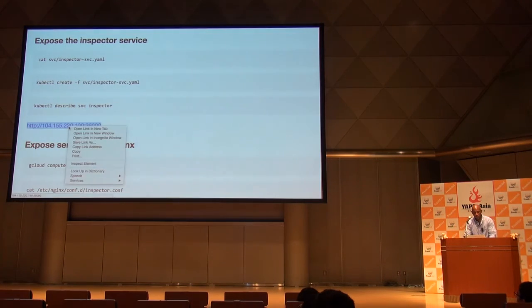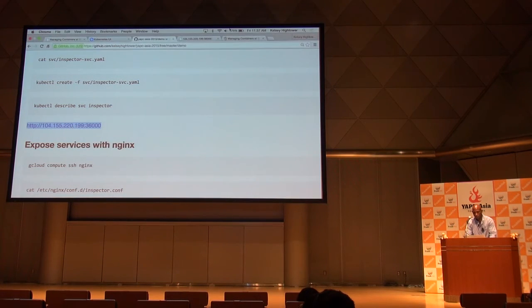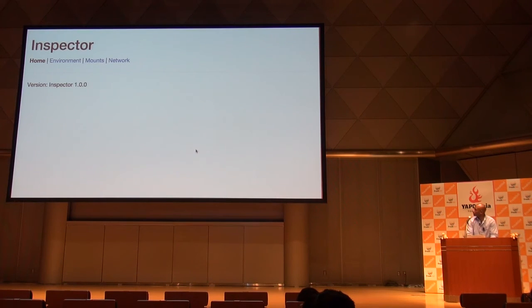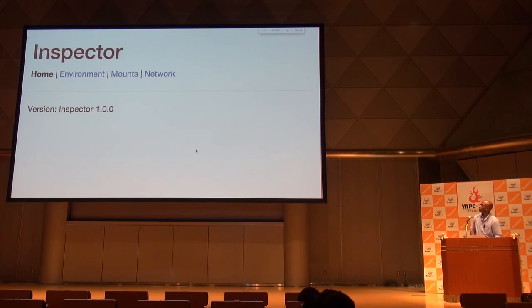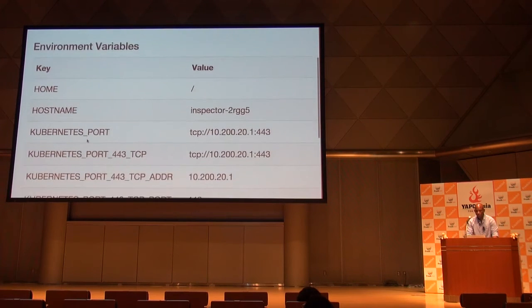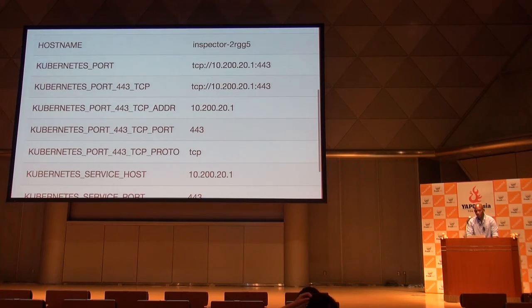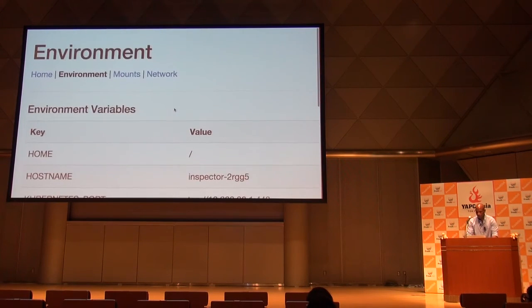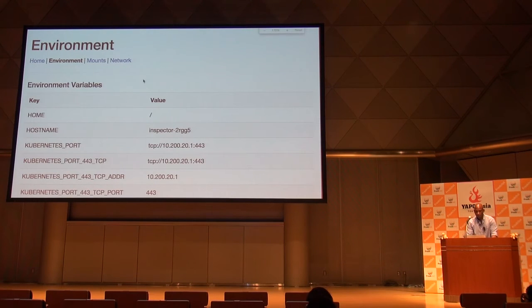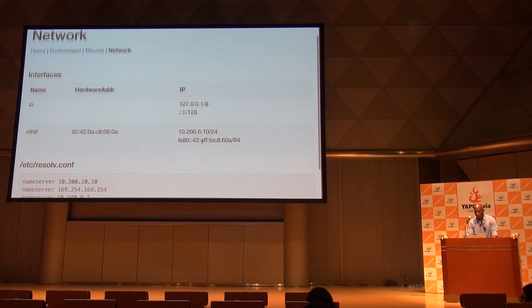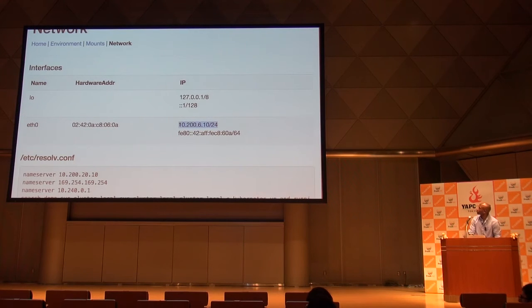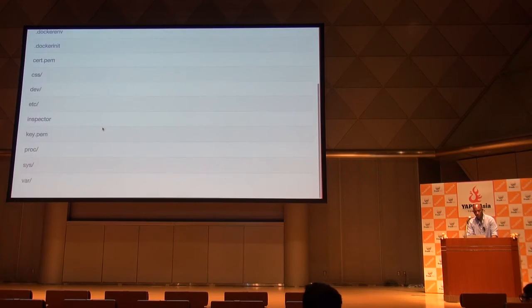Now, what I can do is visit one of the machines on port 36,000, and we see that we found the inspector pod. This is a very simple application written in Go, and all it does is give me the current version here. It lists all the environment variables. So when you launch a pod in Kubernetes, you get a bunch of environment variables. You actually get one for each service inside of your cluster. It's a little bit too big. And then we also get networks. So we can actually see that this particular pod has the IP address of 10.206.10.